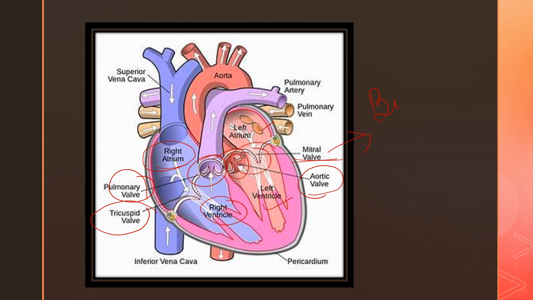So is it clear? We are discussing the four types of valves here. The first one is the mitral valve or the bicuspid valve, then comes the tricuspid valve, then we have discussed the pulmonary valve, and last but not the least is the aortic valve. Okay, so these are all the four types of valves we have discussed in this lesson.